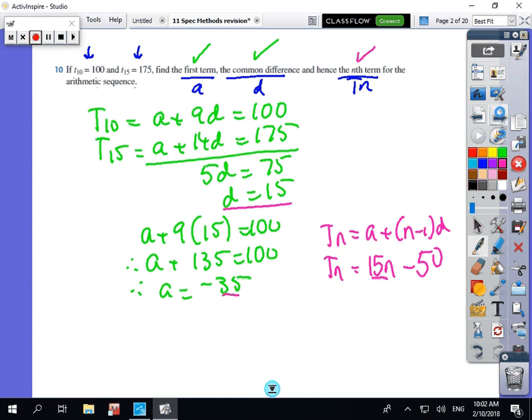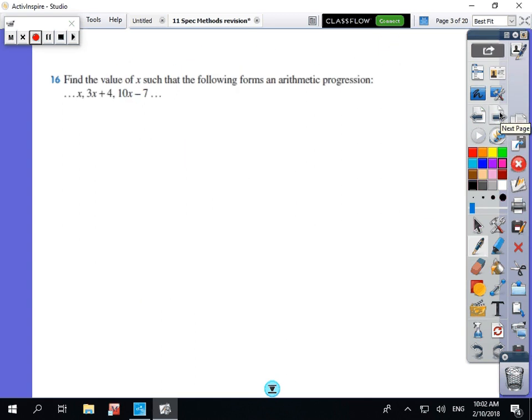Okay, next one. So pause. Again, we've got an AP, and we've got three consecutive terms. So pause and have a go. We're trying to find the value of x.